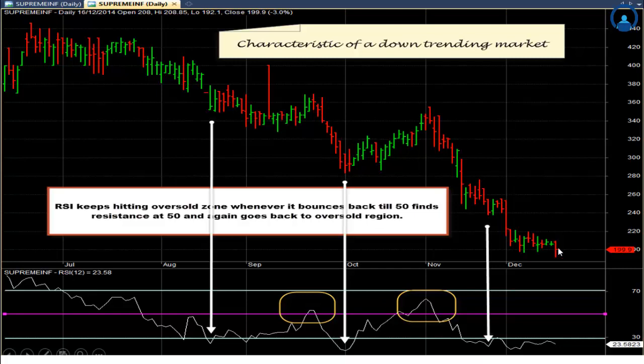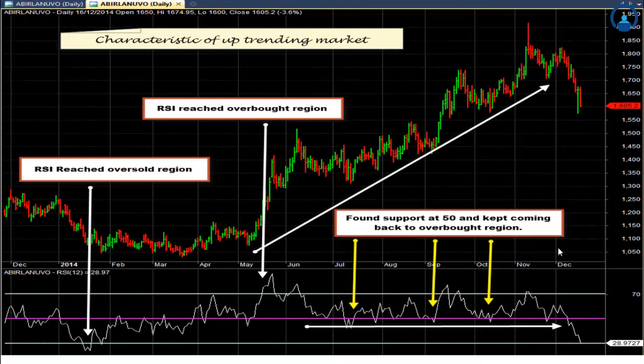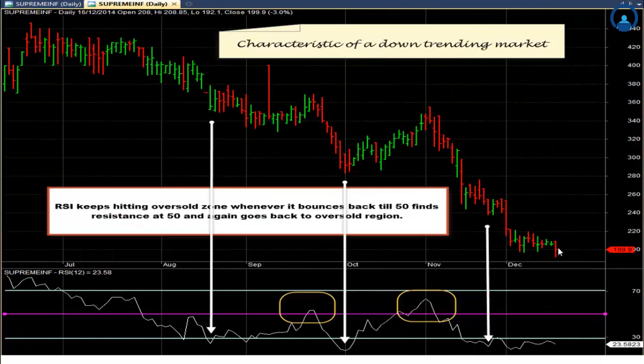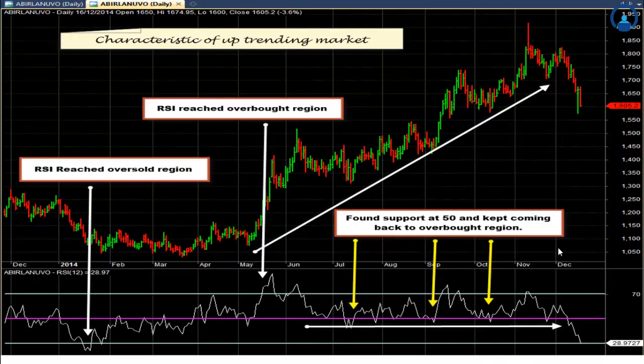So this is one of the characteristics of RSI through which you can identify a downtrending or an uptrending market. In an uptrending market, RSI tends to oscillate between the levels of 70 and 50. Similarly, in a downtrending market, RSI tends to oscillate between the levels of 30 and 50. In a downtrending market, it's rare that RSI will trade above 70. And in an uptrending market, it's rare that RSI will trade below the level of 30 unless there is a change in direction of price.